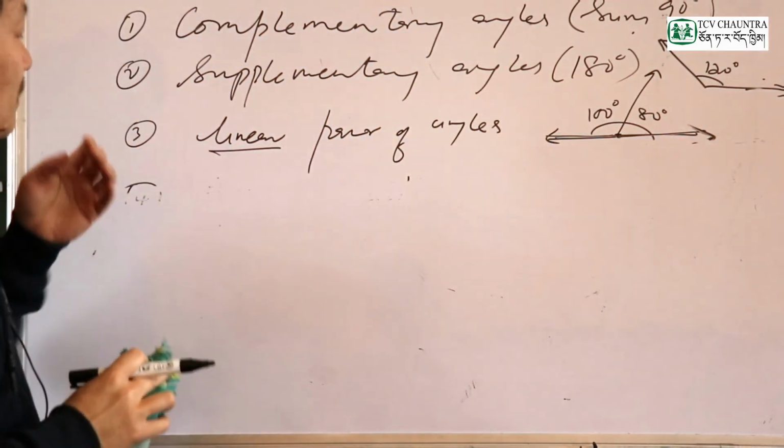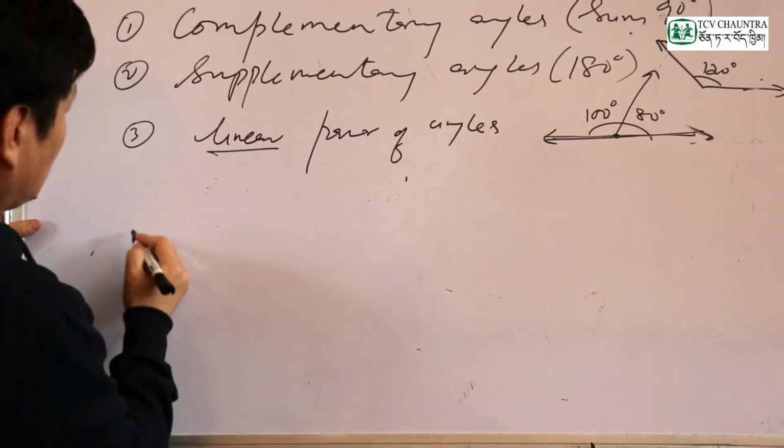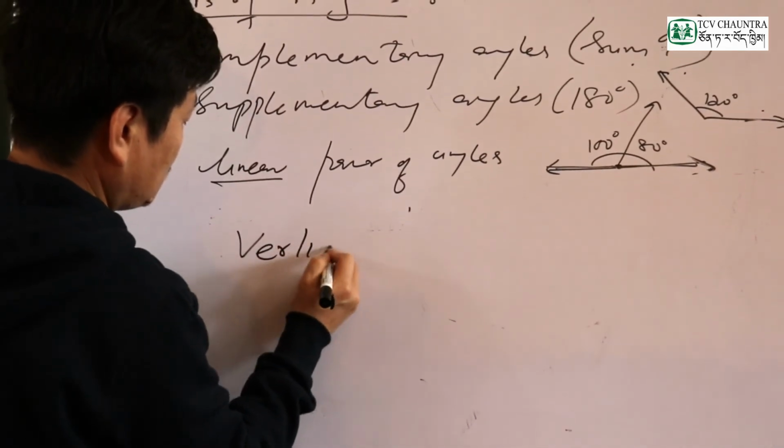Then again, the term linear pair. Vertically opposite angles.